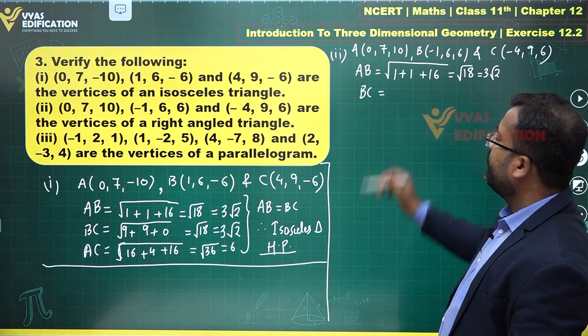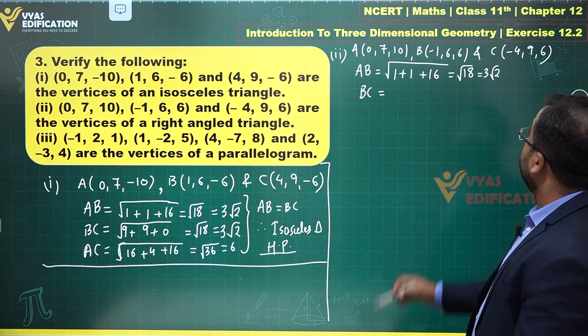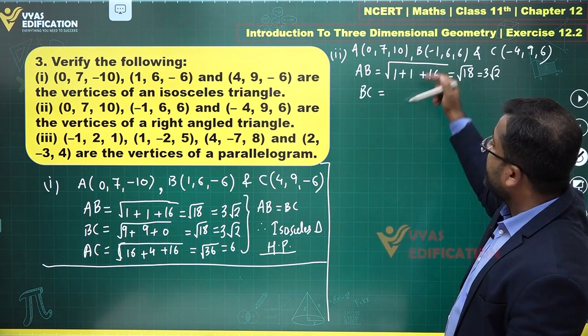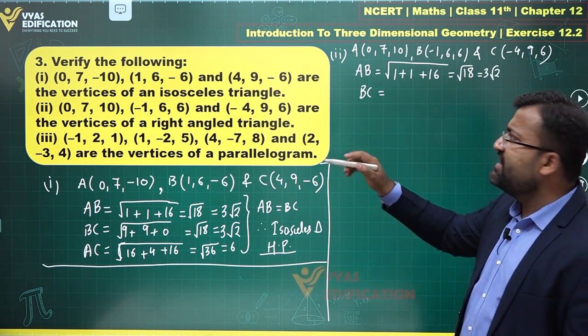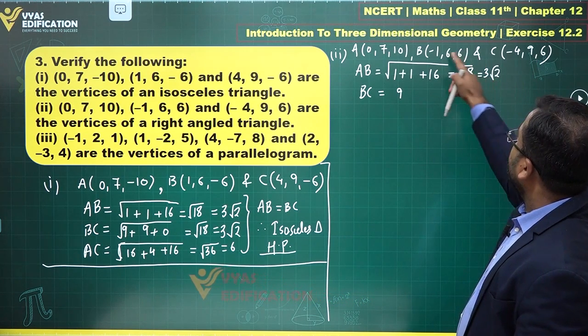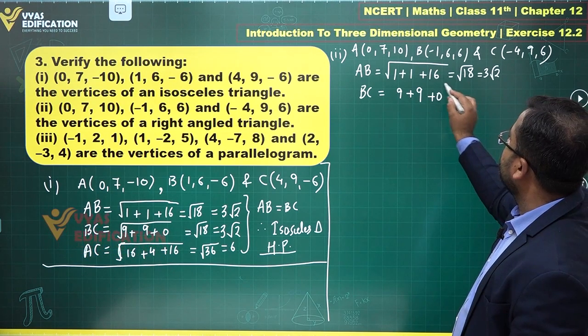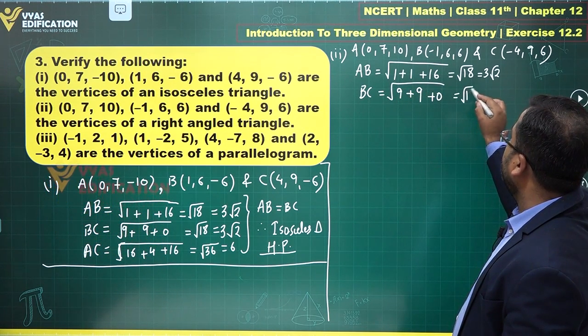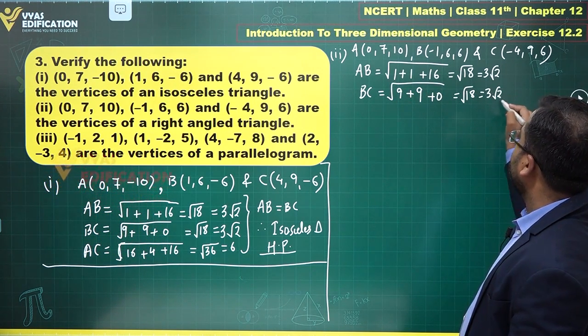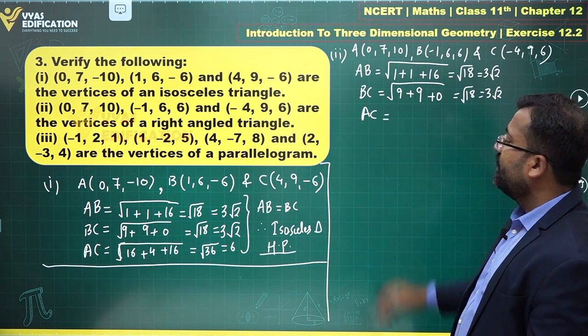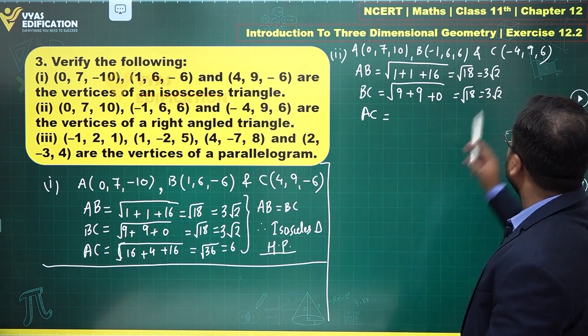What about BC? BC is equal to this minus this. -4 minus -1 will become -4 plus 1, which is -3 squared, 9. 9 minus 6 is 3 squared, 9. 6 minus 6 is 0. This is what you get, which is square root of 18. That becomes 3 root 2. What about AC? Can you find AC as well? Yes, let's take a look at this.